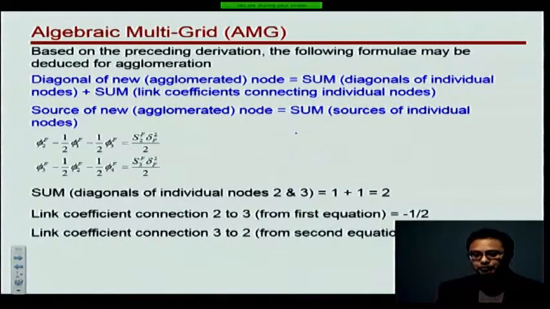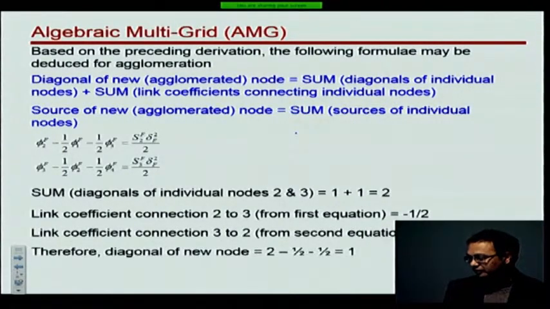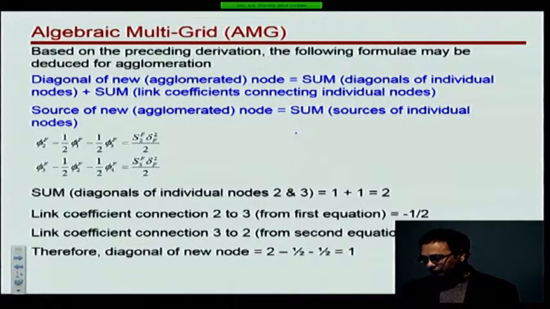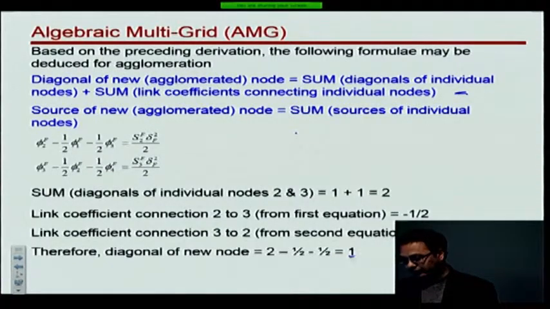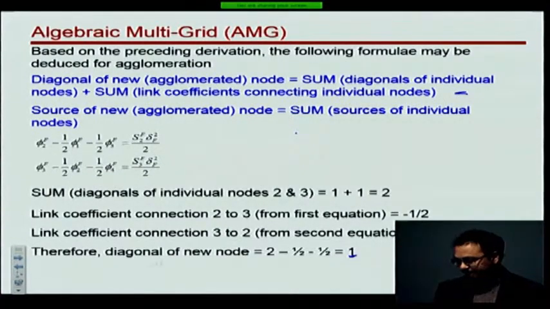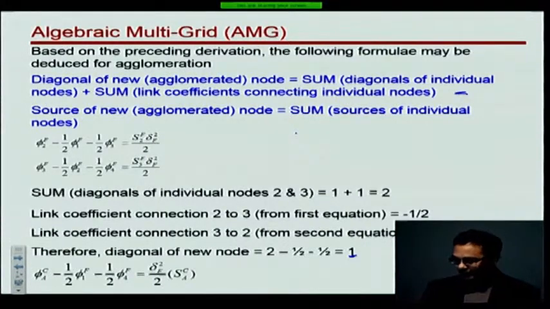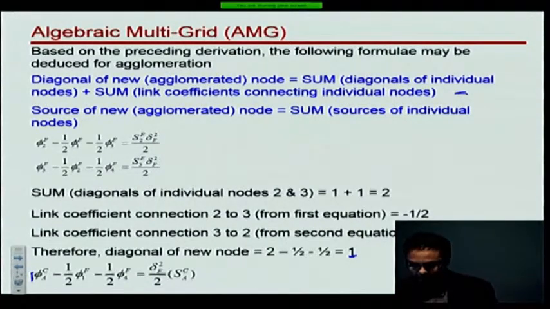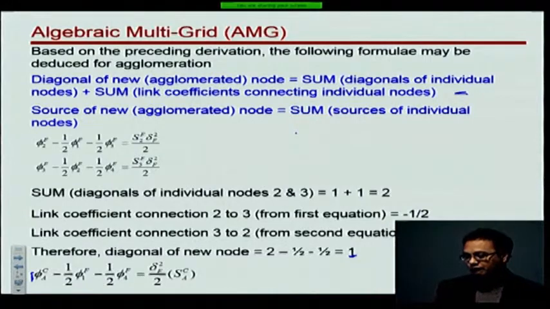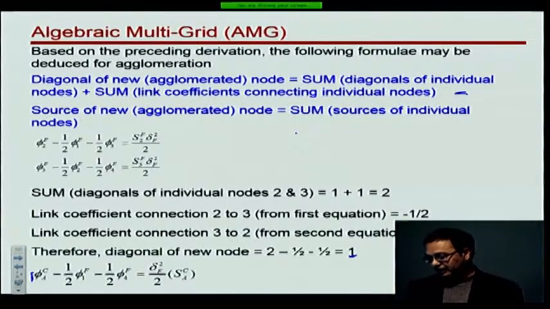So now if I apply the formula, the diagonal of the new node becomes 2 -1/2 -1/2. I'm applying this whole formula here, and that's a 1. So that's what you see here. This diagonal is 1. Everything else remains unchanged except the source term. The source term also, of course, got added.